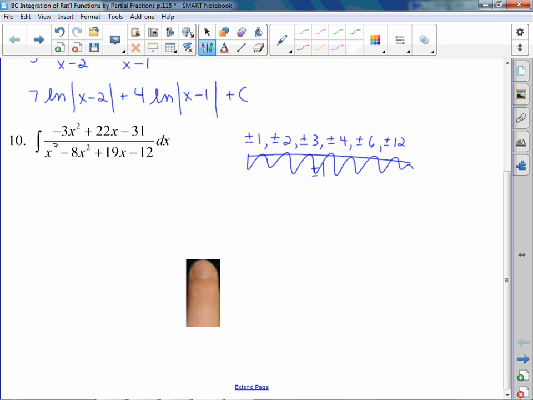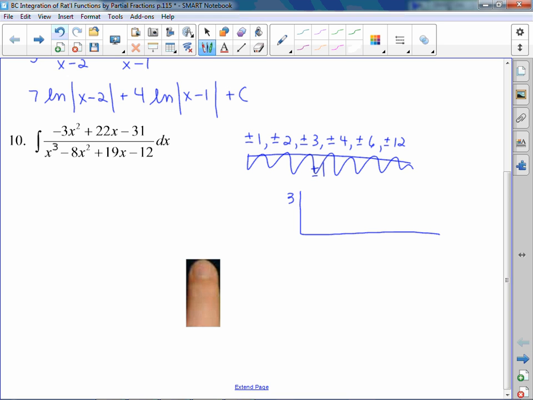Those are the numbers that we're going to try with synthetic division to try and find the zeros here. I'm going to cheat a little bit because I know what they are. And I'm going to use a 3.